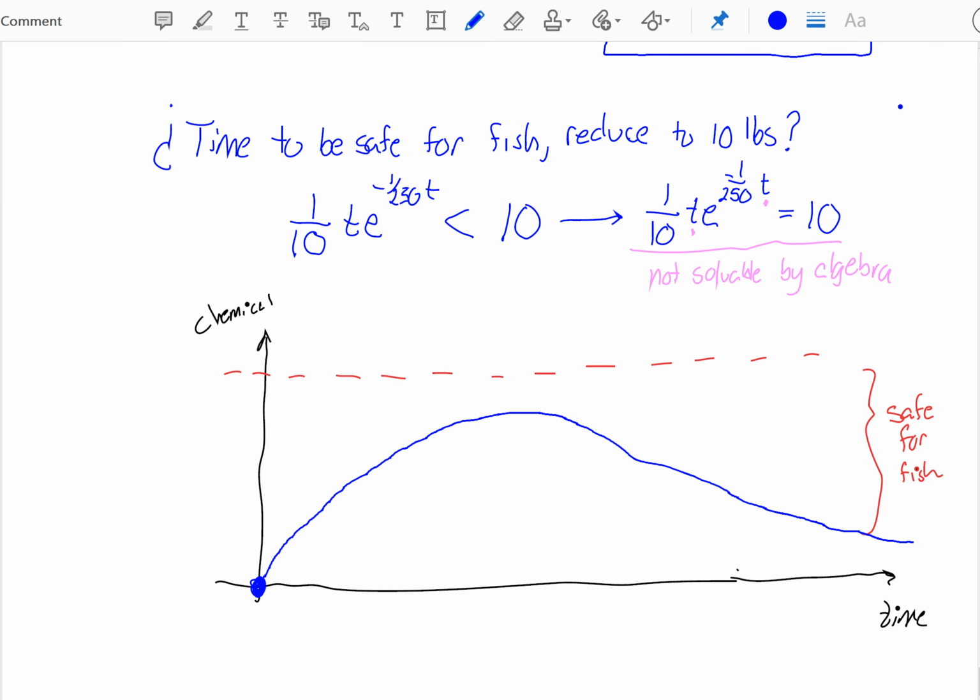So we can say at 250 minutes, this is when our chemical in the second pond was at the maximum, and this would have been 9.2 pounds of the chemical. Notice it was never unsafe for the fish. It never reached a point where the fish were in jeopardy.